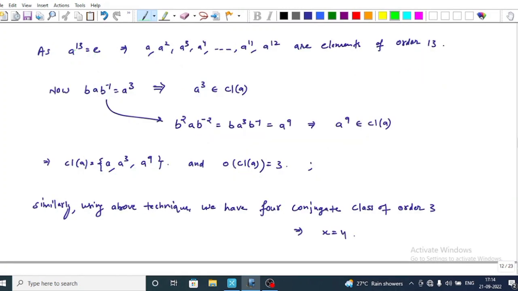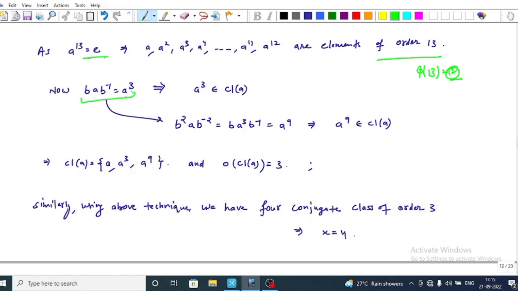This implies A power 13 is equal to the identity element. This implies that A, A power 2, A power 3, A power 4, up to A power 12 are the elements of order 13, because we know that if G has a unique subgroup of order 13, then G has phi of 13, that is 12 elements of order 13. Now from the given generating relation we have B inverse is equal to A power 3.